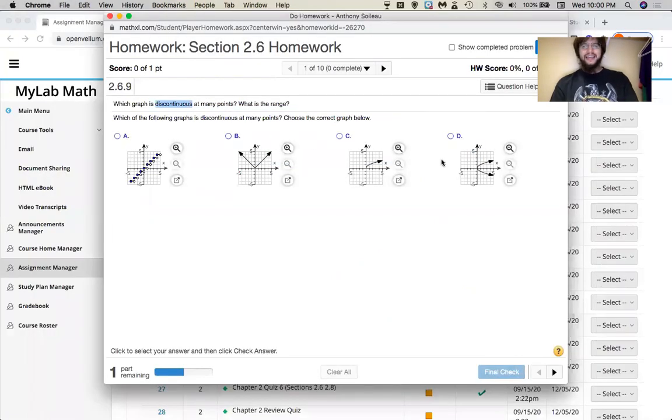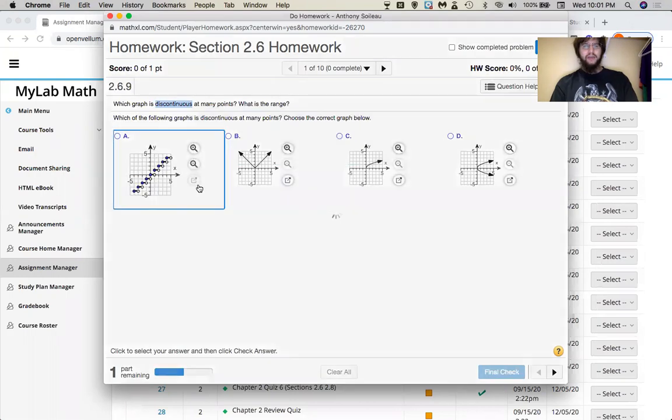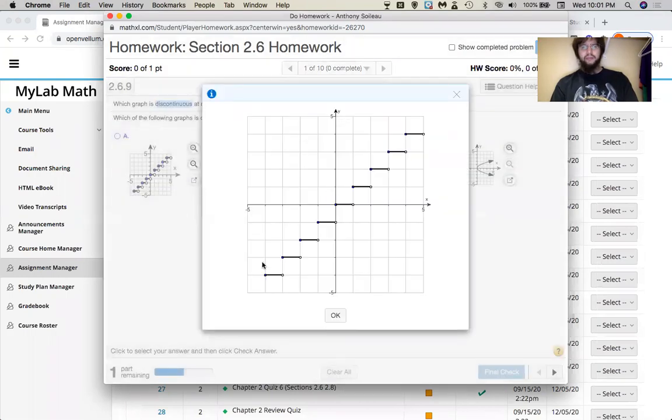So which one of these is not continuous? Well, this guy with all kind of jumps. If you can't see it, make it bigger, pop it out, whatever. Bunch of different jumps here. It jumps every integer.